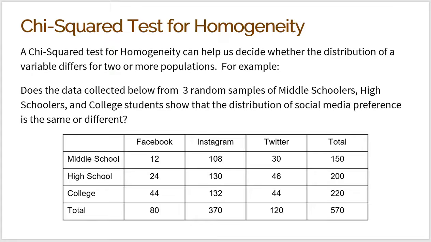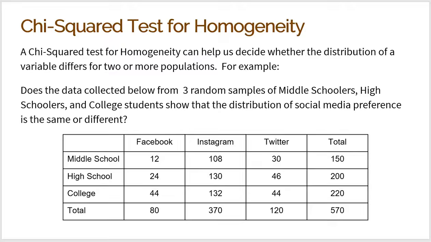I want to look at the entire categorical variable across different populations, not just focusing on one. So here's an example. We looked at data from 3 random samples of middle schoolers, high schoolers, and college students, and we looked at the social media preference. So we saw Facebook among some of them, Instagram among some of them, and Twitter among some of them, in terms of what they prefer most. And the question is, is the distribution the same or different across those populations?